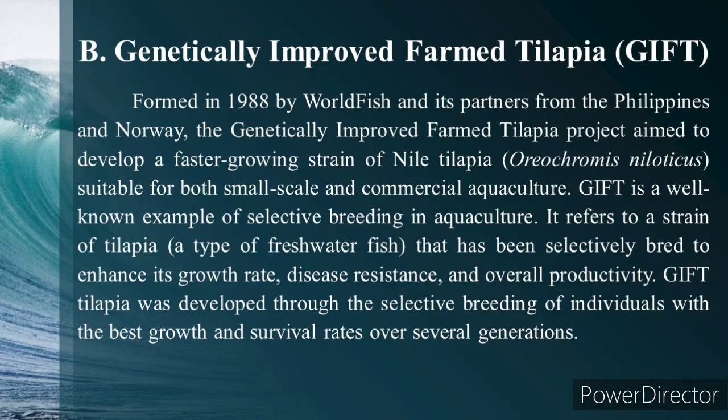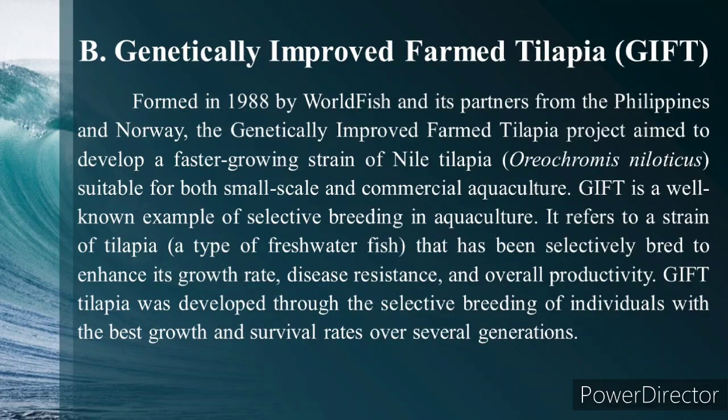Formed in 1988 by WorldFish and its partners from the Philippines and Norway, the Genetically Improved Farm Tilapia project aimed to develop a faster-growing strain of Nile tilapia, Oreochromis niloticus, suitable for both small-scale and commercial aquaculture. GIFT is a well-known example of selective breeding in aquaculture. It refers to a strain of tilapia, a type of freshwater fish, that has been selectively bred to enhance its growth rate, disease resistance, and overall productivity. GIFT tilapia was developed through the selective breeding of individuals with the best growth and survival rates over several generations.